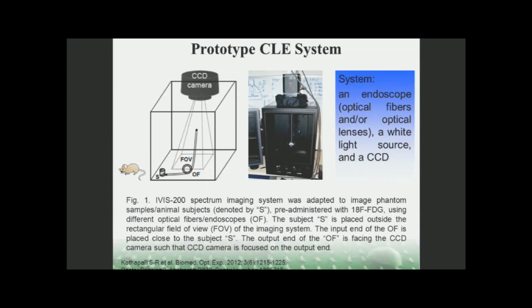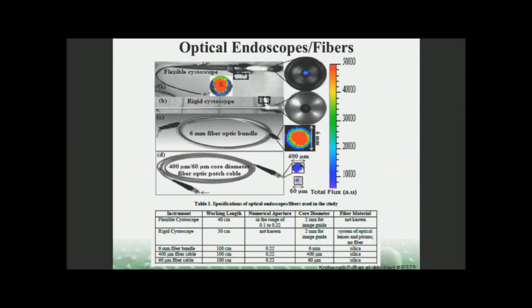Basically, we still use the conventional small animal imaging system because it has a CCD camera, and we put optical fiber inside of this CCD camera, and put our study subject, like the phantom or small animal, outside, and then we can do the imaging. Here we used a couple of different endoscopes or fibers that we could find and tested them.